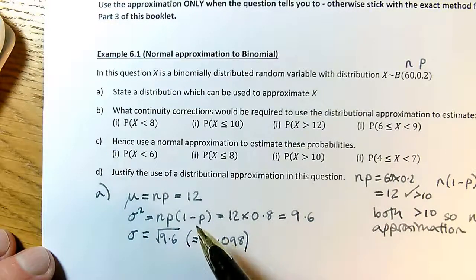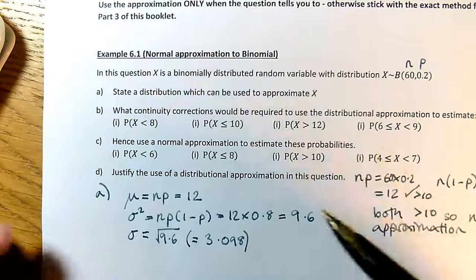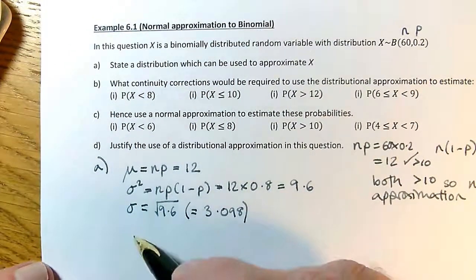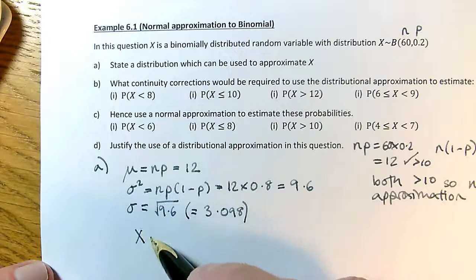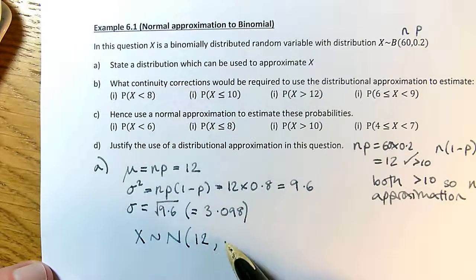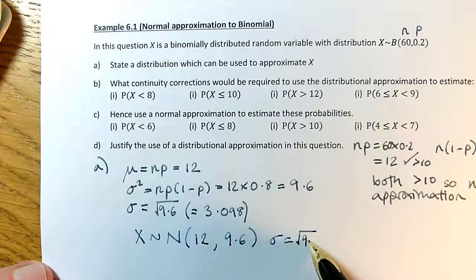Okay, have I done what it said? It said state a distribution which can be used to approximate X. So I haven't quite done that. I've got a mean and a standard deviation. But the point was to state what X approximately follows, which is a normal distribution with mean 12, as we've seen, and variance 9.6, not 9.6 squared. This is the sigma squared value. Sigma equals the square root of 9.6, which I'm going to write down there. So this is specifying an approximate distribution for X.